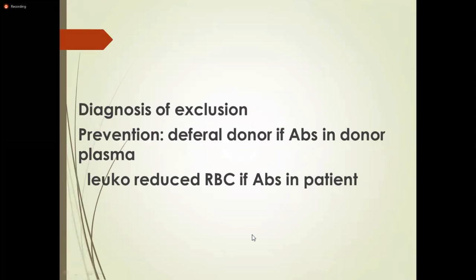Okay, the important point to remember in TRALI is that mostly the antibodies are present in the donor plasma. So if you identify this reaction, that this donor's blood was given to this patient and the patient develops TRALI, then as a preventive measure you have to go back to the donor and remove that donor from further donations, because he has antibodies against neutrophils.